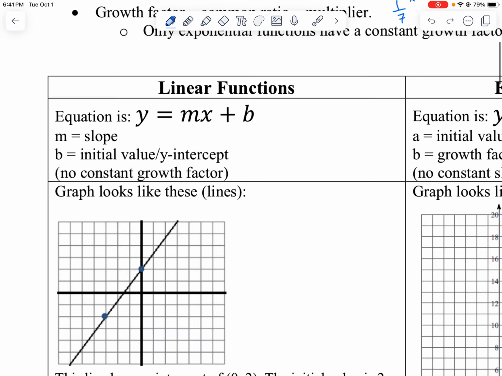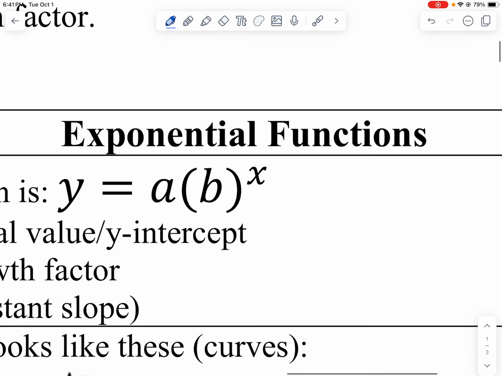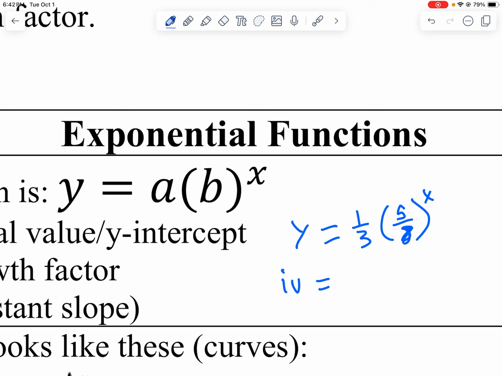If we had an equation that looks something like y = 3/2 x - 2, our initial value would be -2, and our slope in this case would be 3/2. If we had an exponential function that looks something like 1/3 times 5/8 to the x, our initial value would be 1/3, and our growth factor would be 5/8. Your growth factor can be something like 7, or it can be 1.08. It can be a lot of different things, including fractions.